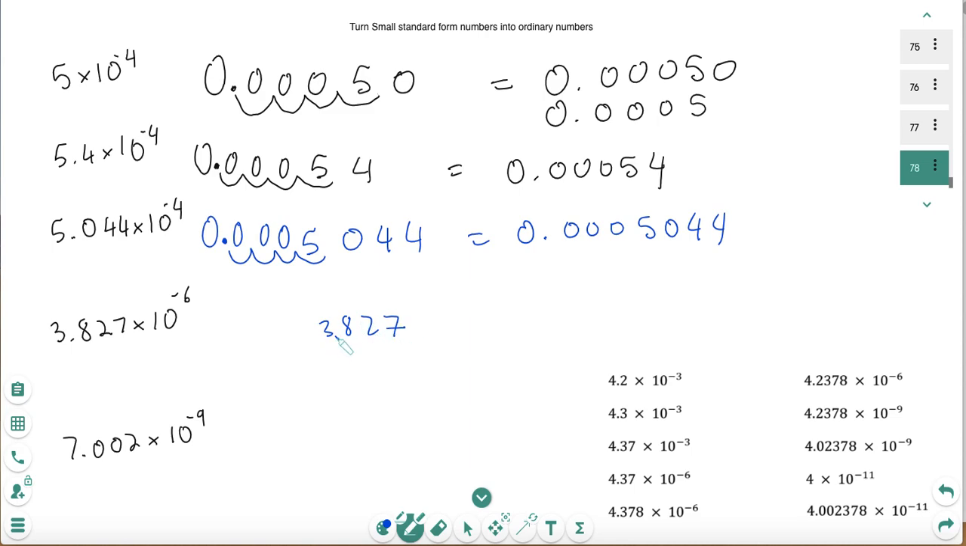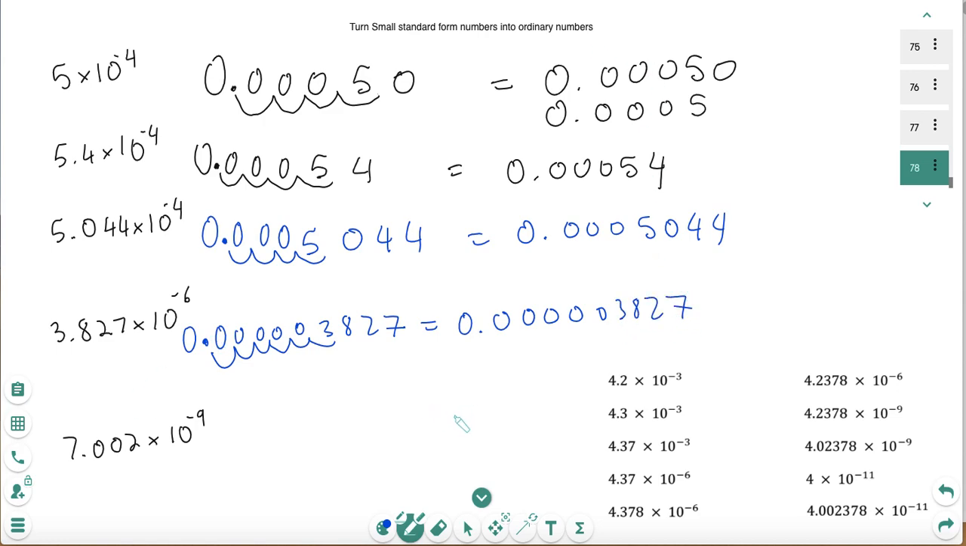3.827. Our decimal place is here. Move it 6 spaces backwards. So 1, 2, 3, 4, 5, 6. Decimal place is here. Add zeros. Get rid of this decimal place here. Throw a 0 in front. 1, 2, 3, 4, 5.